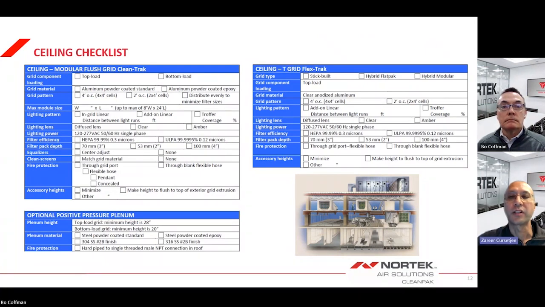On the fire protection side, a consideration is, do you use a hard pipe system where the locations of the sprinklers are fixed, or do you use a flexible hose system, which can accommodate easily moving sprinkler head locations depending on what changes below the ceiling?